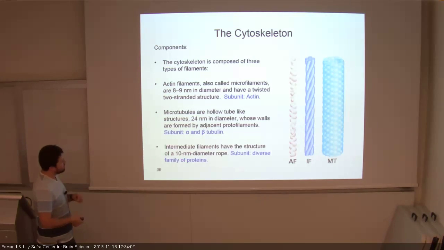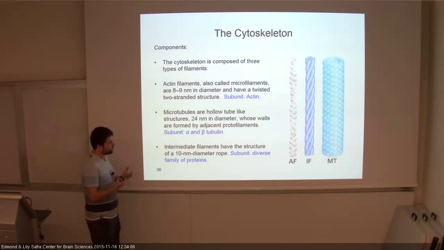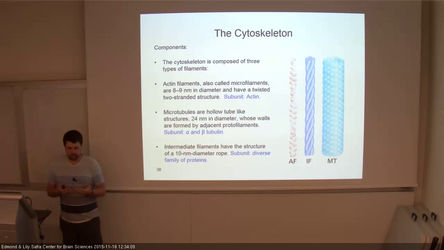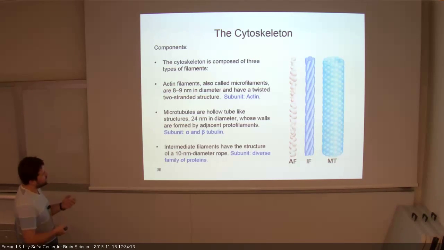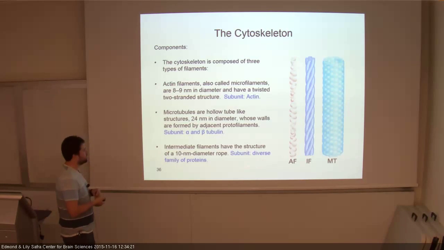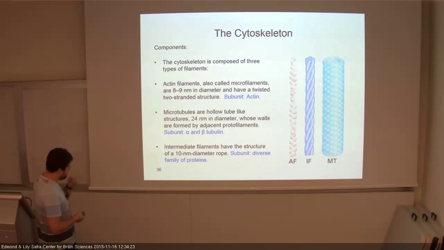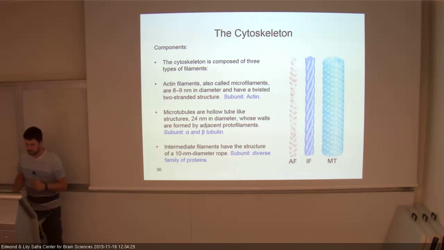The intermediate filaments are much less defined, meaning that you can have many proteins inside this family of proteins that we will call intermediate filaments. They're intermediate because they're somewhat in the middle of the size between the microtubules and the actin filaments, or microfilaments. And again, they're made from different subunits, and they're diverse in the nature of the proteins that assemble them.